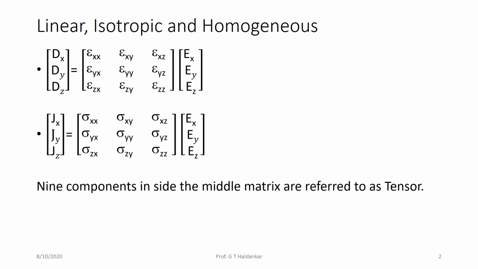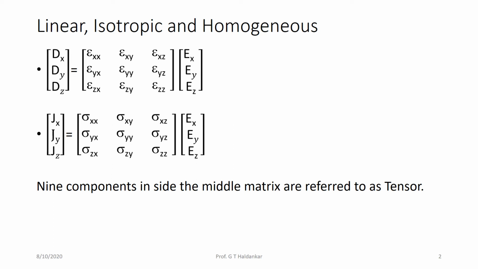Now the third is isotropic. For the epsilon value there are 9 parameters. So if these 9 parameters are having the same direction, then it is called isotropic. If they are not in the same direction, then it is called anisotropic. So these are the definitions: isotropic and anisotropic, homogeneous and non-homogeneous, linear and non-linear.